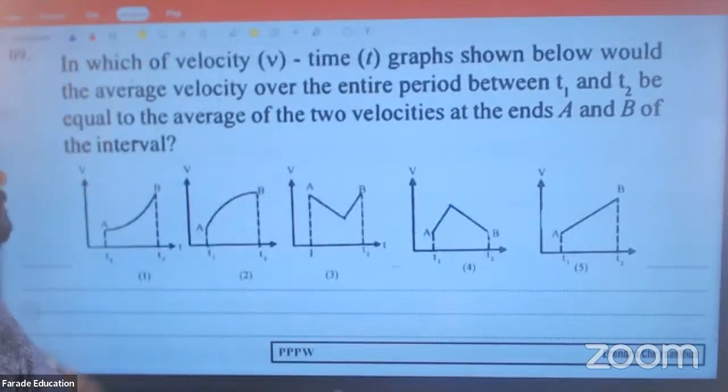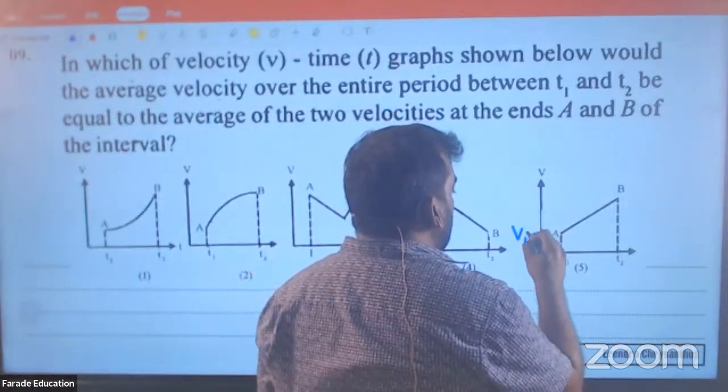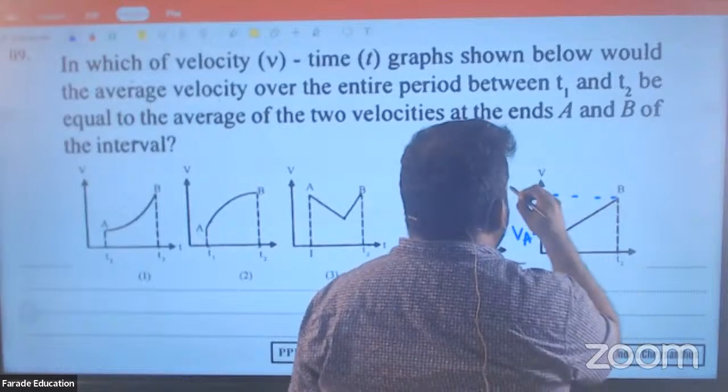Which of the following v-t graphs shown below would give the average velocity over the entire time period? Average velocity over the entire time period is equal to the average of both the velocities at A and B. We take A and B.